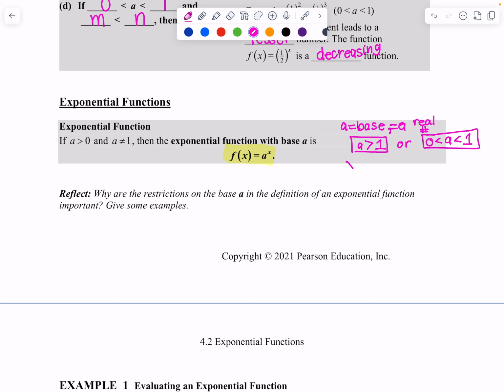Now, x here is an exponent. X is considered the exponent here. Please understand that an exponential function will not have a variable as a base. So let's make a note of that: the base cannot be a variable.